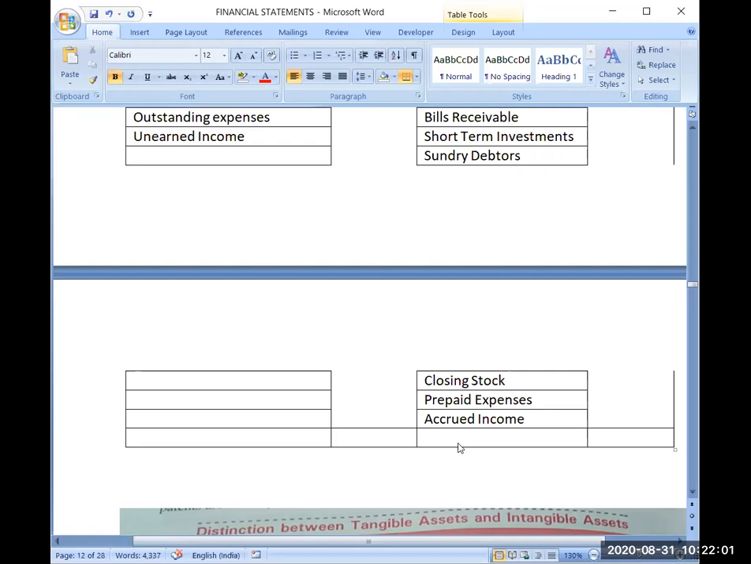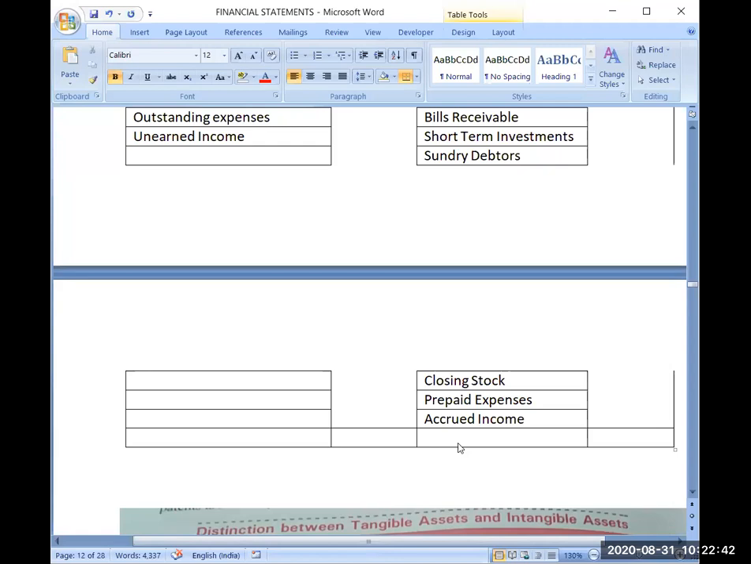So accrued income is income earned but not received. Suppose you have invested an amount in an FD, and whenever the FD matures, you will receive the amount along with the interest. Maybe you are closing your accounts on 31st March, but that FD will mature in June. So you have earned some interest on that FD till March 31st, but you will not be able to receive that interest right now. Whenever that FD matures in the next financial year, then you will receive that amount. That is termed as income earned but not received.